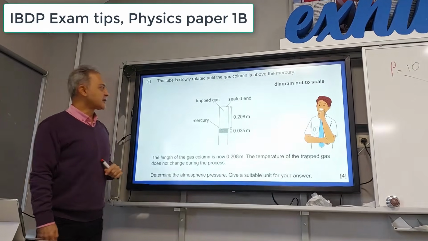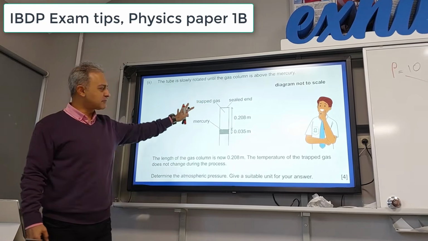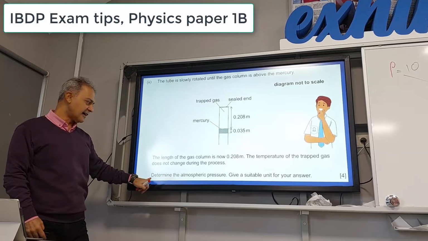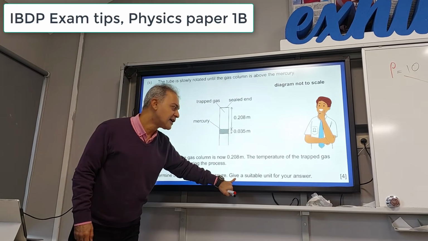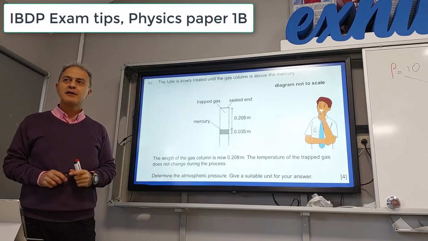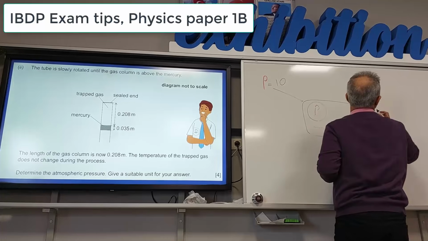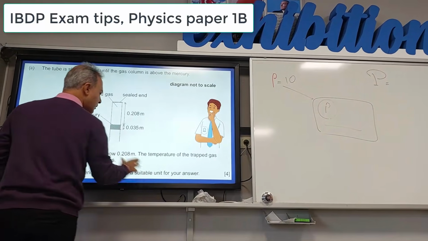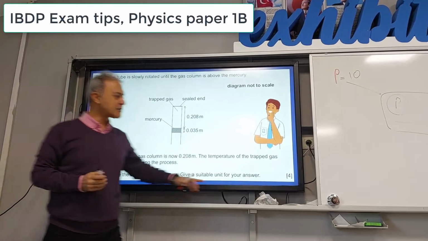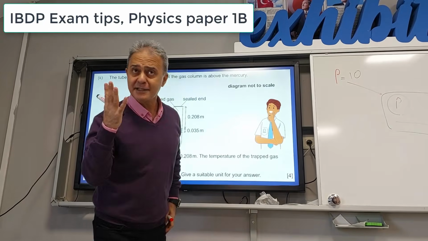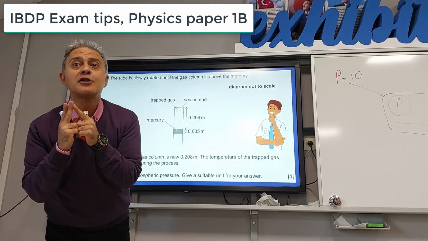Okay, look at this. The tube is slowly rotated until, and so on, a lot of details. Look at that and determine the atmospheric pressure. Give a suitable unit for your answer. You are looking for atmospheric pressure. How many marks does it have? 4. 4 means that 1 mark for significant figures, 1 mark for units.